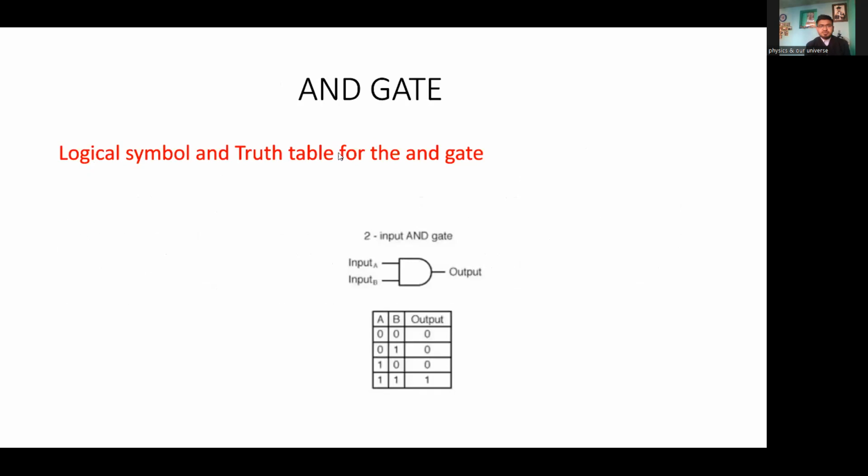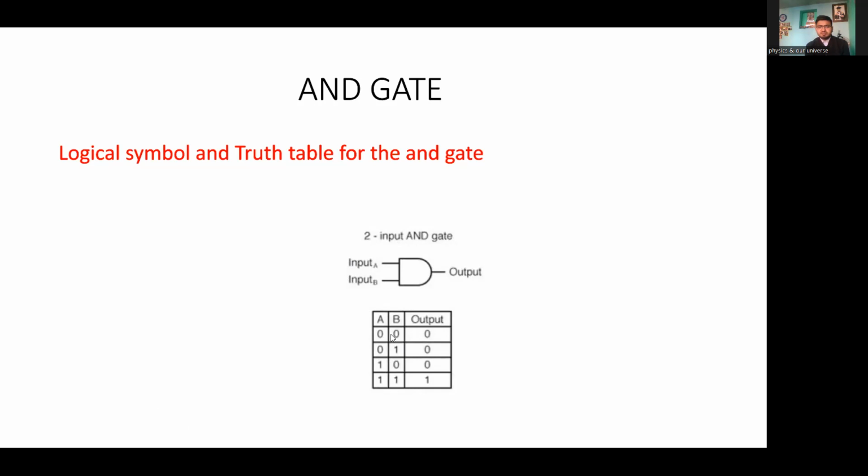So first of all, I'm going to discuss the AND gate. In the theory part, I will tell you something about the AND gate. This one is a logical symbol. Generally we represent the AND gate logically by this symbol. And this is the truth table. In the truth table we have A and B, the input terminals, and this is the output terminal.